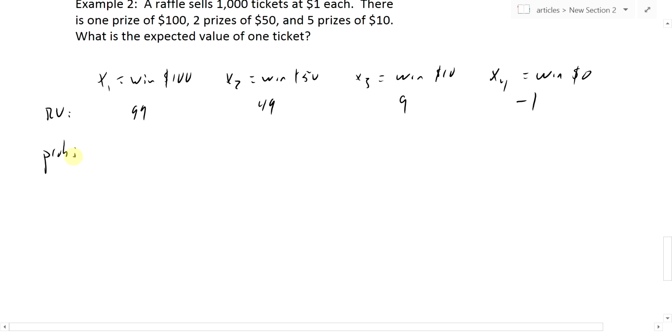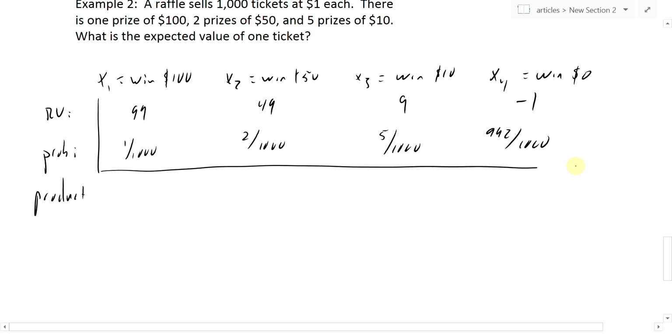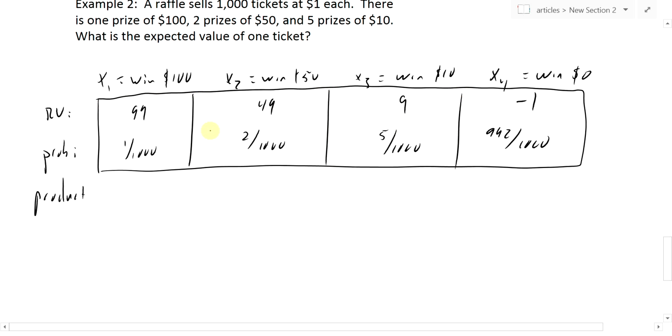The probability of winning is 1 in 1,000. The probability of winning $50, well, there's 2 prizes of that, so that's 2 in 1,000. Probability of winning $10, there's 5 of those, so that's 5 in 1,000. Probability of losing, well, there's only 8 winning tickets, so there's 992 out of 1,000 losing tickets. And again, this part is the probability distribution, an assignment to each possible random value, this random variable, this, and this, a particular probability.